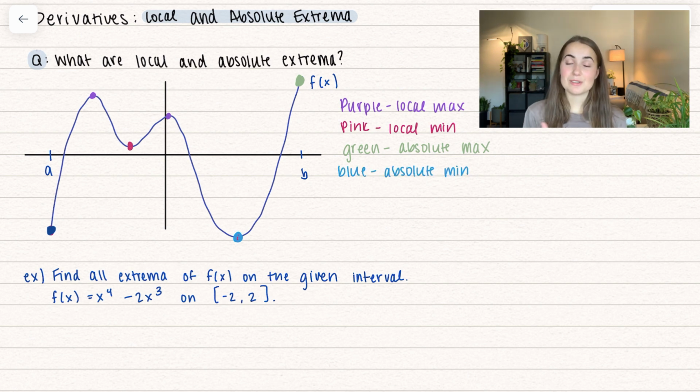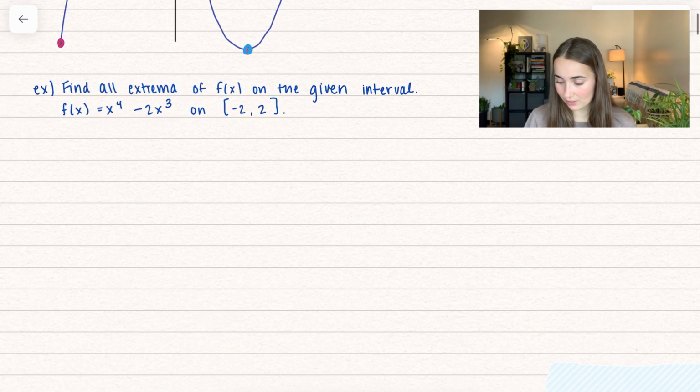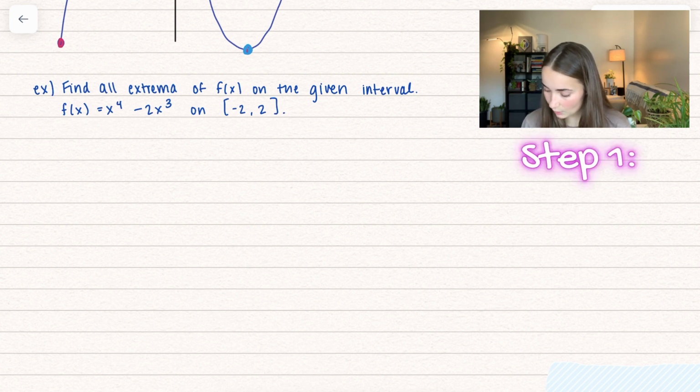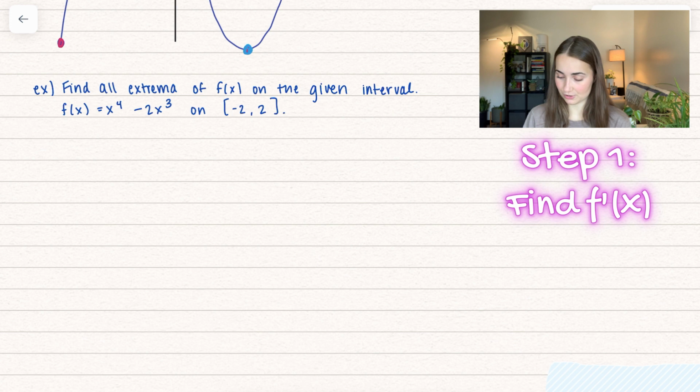So always what we do is we first identify any local extrema, and from the local extrema, we're able to extract the absolute extrema. So let's go ahead and dive into an example here. We want to find all the extrema of f of x on the given interval. So f of x equals x to the power of 4 minus 2x cubed, and we're on the interval -2 to 2. So our first step is always to find the first derivative.